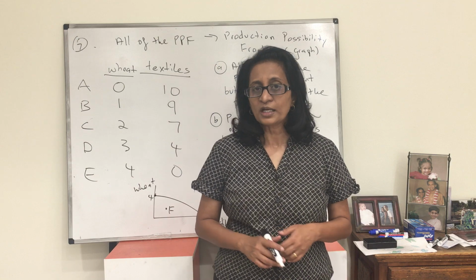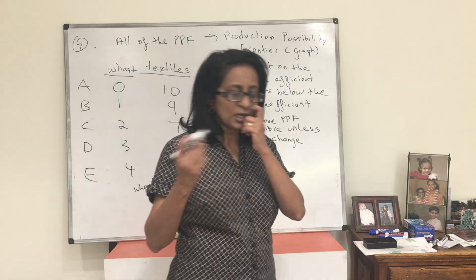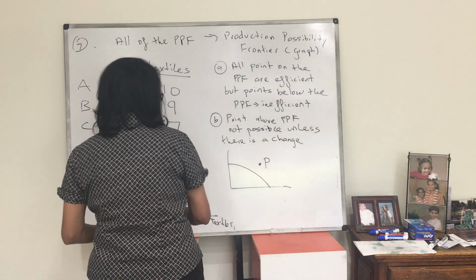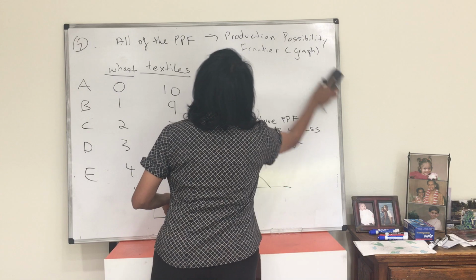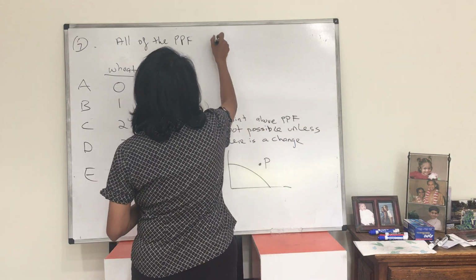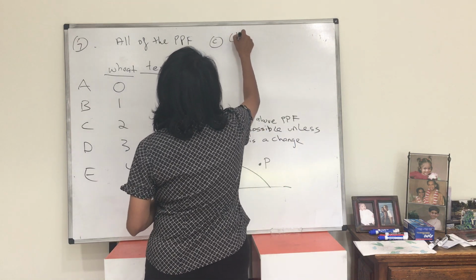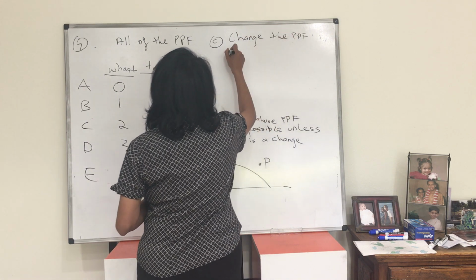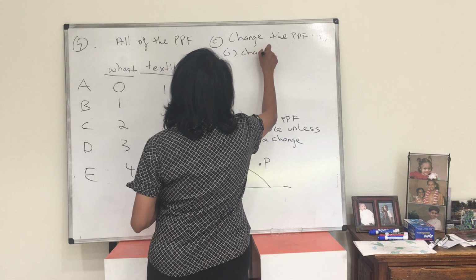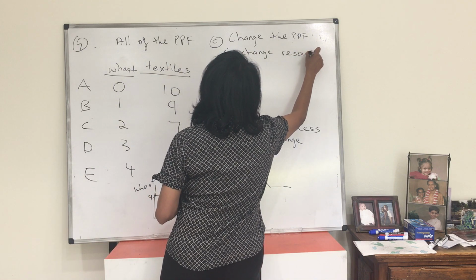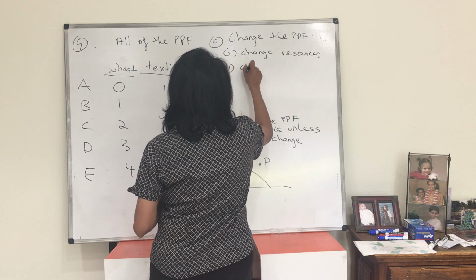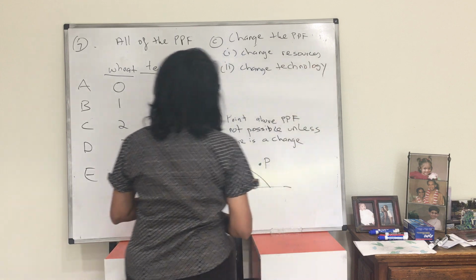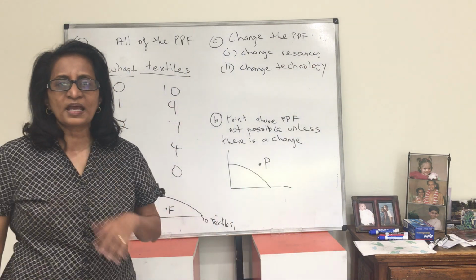Something has to change. And what has to change for you to be at point B? So you add a new point in time in a way. Okay? So for you to get to point B, you have to have a change. And what would that change be? Okay, so that's part C of the points I'm making. So you can change the PPF by doing one of two things. Either a change in resources, or you have a change in technology. So when you change resources or change technology, you will have a shift.